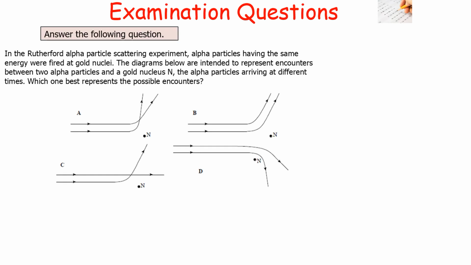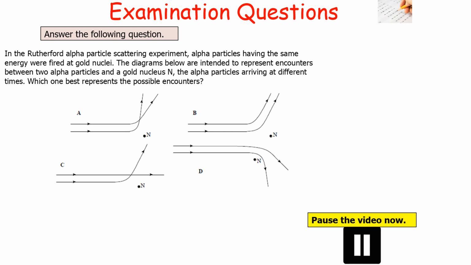The next question says, in the Rutherford alpha particle scattering experiment, alpha particles have the same energy fired at gold nuclei. The diagrams below are intended to represent encounters between 2 alpha particles and a gold nucleus N. The alpha particles arrive at different times. Which one best represents the possible encounters? So pause the video now, then unpause the video when you want to go through your answer.